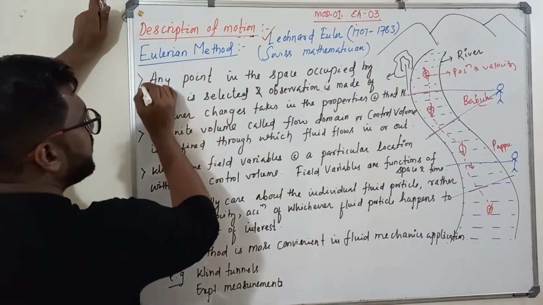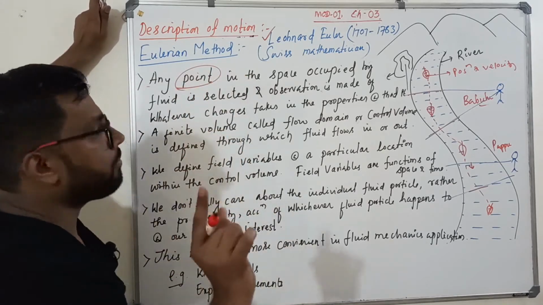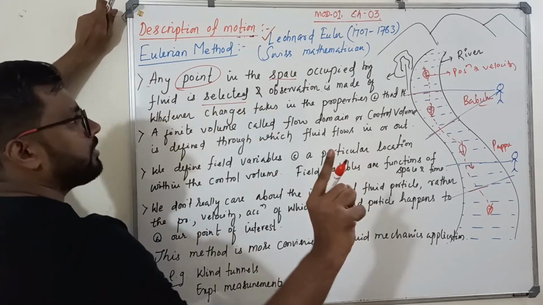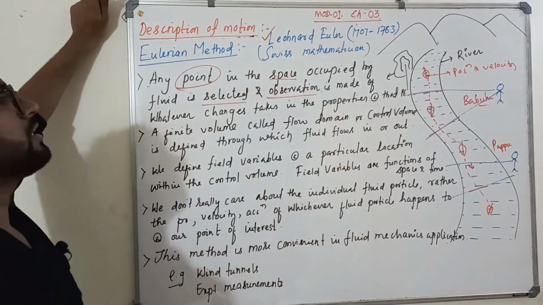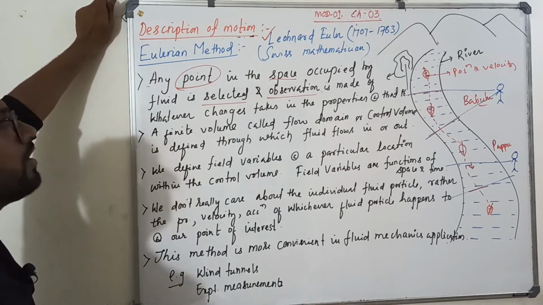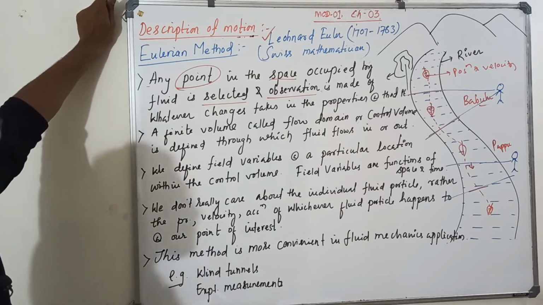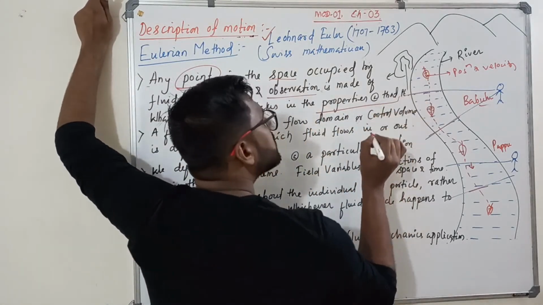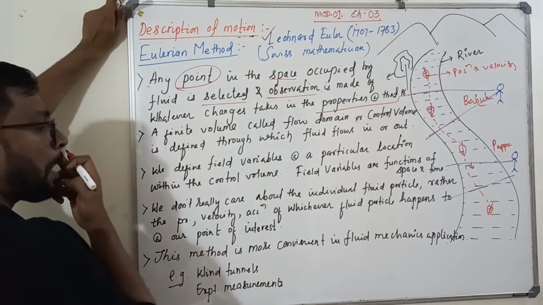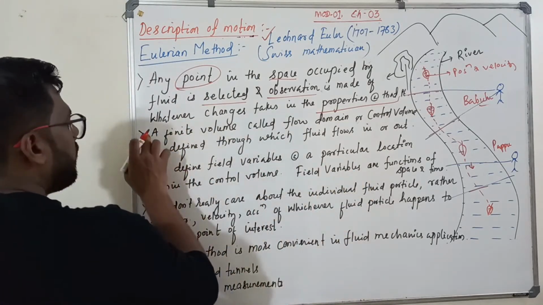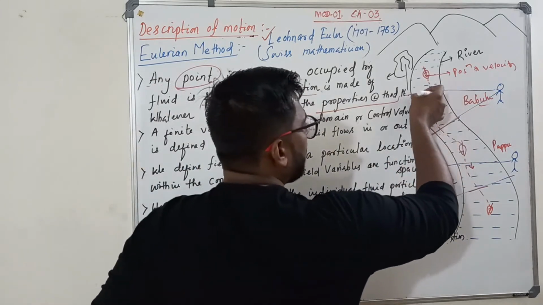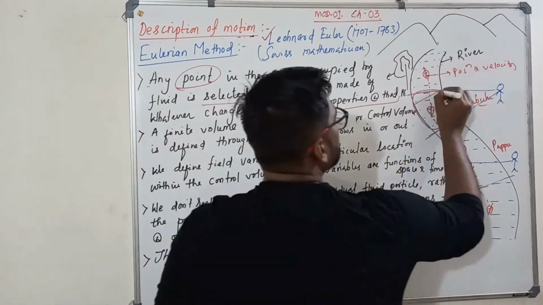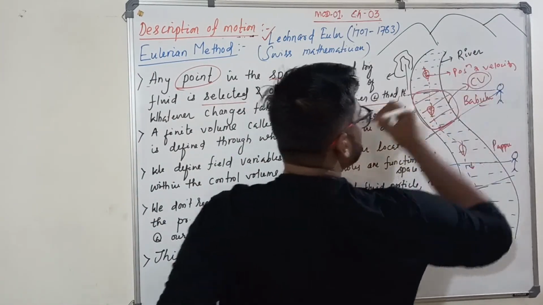So at any point in the space occupied by the fluid that is selected, that is our point of interest, and we make the observations and write down which properties are changing or constant. Properties means velocity, acceleration, pressure. So here I'll write a finite volume called the flow domain. This is the control volume we have selected, my control volume, CV.